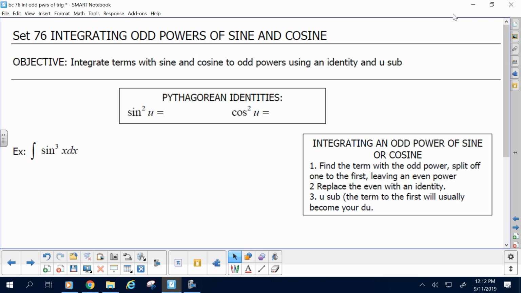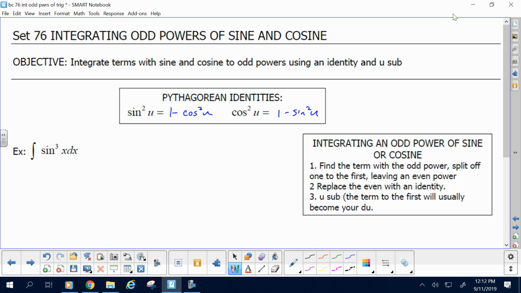Okay, so in order to integrate stuff like that, you need to remember some identities. And I'm not talking some obscure identity, I'm talking about the big ones. What's sine squared equal to? 1 minus cosine squared. And cosine squared is 1 minus sine squared. So that's not going to take any studying on your part. I'm sure those are already in there.